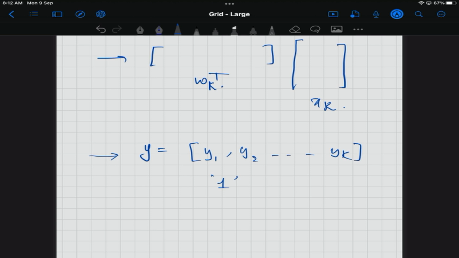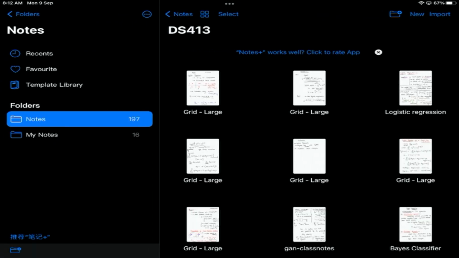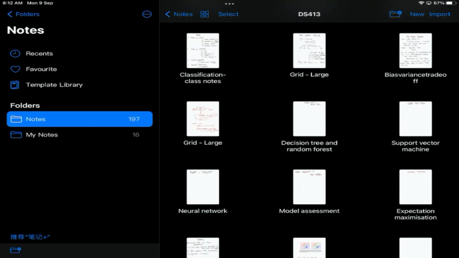And one more question was to explain the bias variance trade-off diagrams. So I'll just quickly explain those.